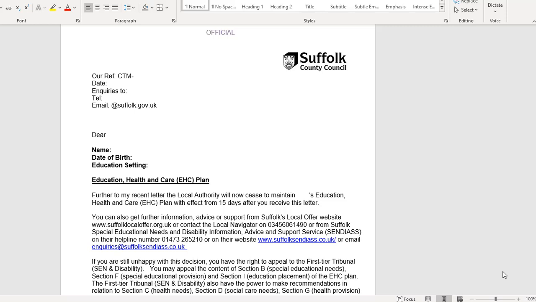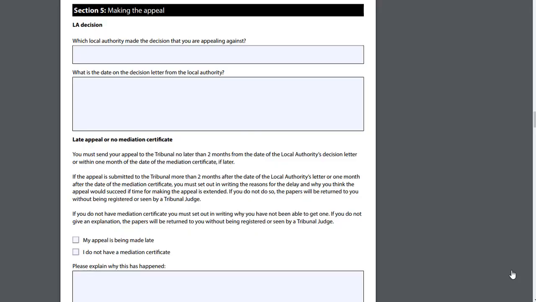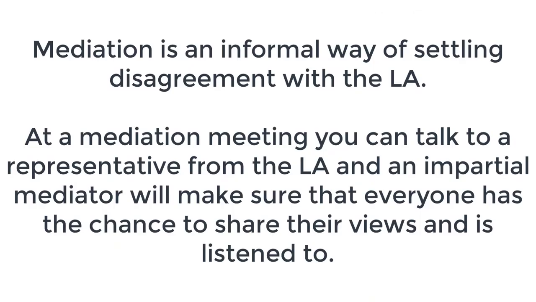The next box of Section 5 asks for the date of the refusal letter. Often this is found in the top right-hand corner of a letter, but in this case it is on the left. So you've filled in the first two boxes of Section 5. This next part refers to mediation and the time frame for sending in your appeal.